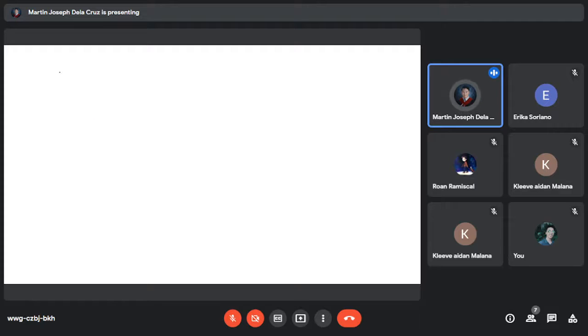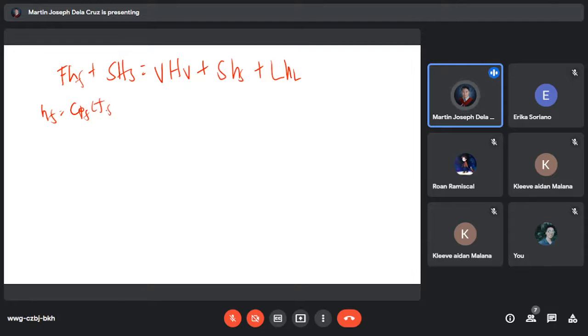Okay, so your HF class, di ba meron tayong FHF plus SHS is equal to your VHV plus SHS plus LHL or your product. Plus your HF here is equal to your CPF times temperature of your feed. And then yung HL naman natin class is CP ulit ng L times your temperature of your evaporator or your liquid.